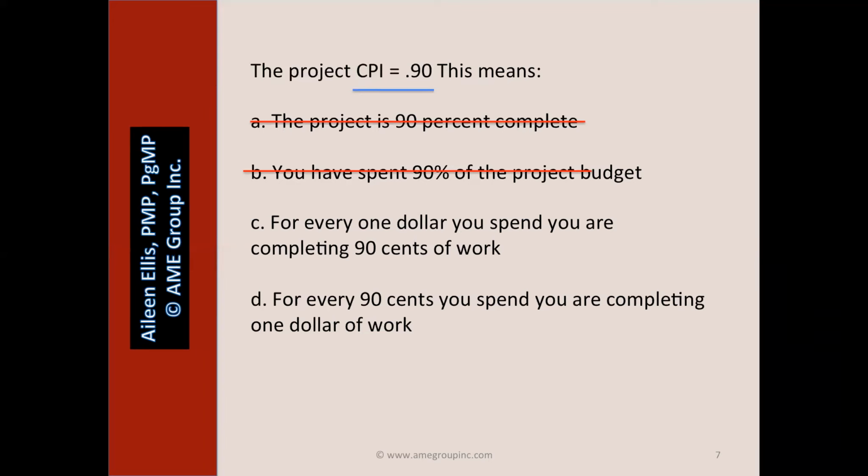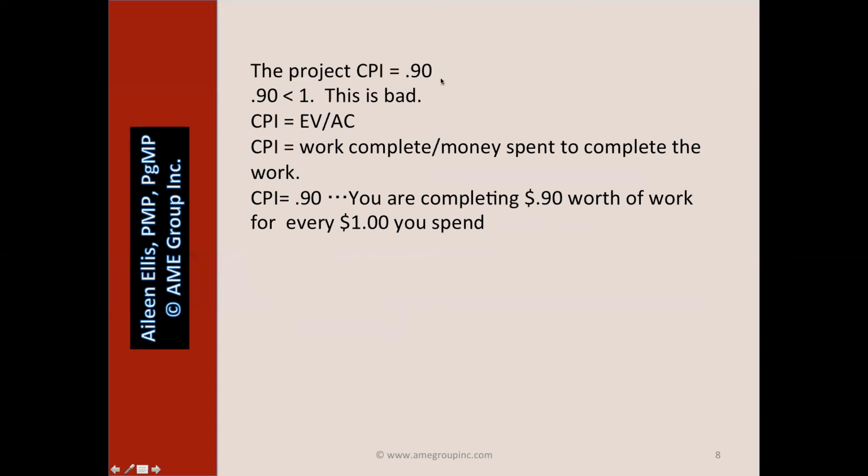D or C, for every $1 you spend, you are completing 90 cents of work. Is that good or bad? Well, that's bad, and it's about cost. C might be right. D, for every 90 cents you spend, you're completing $1 worth of work. D is a good thing. The question is describing a bad thing because the CPI is less than 1.